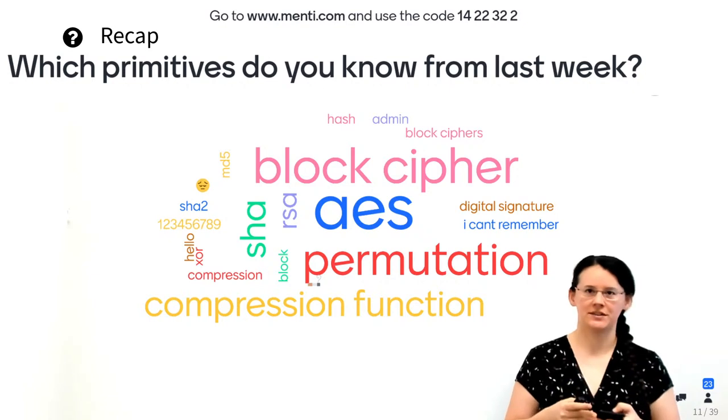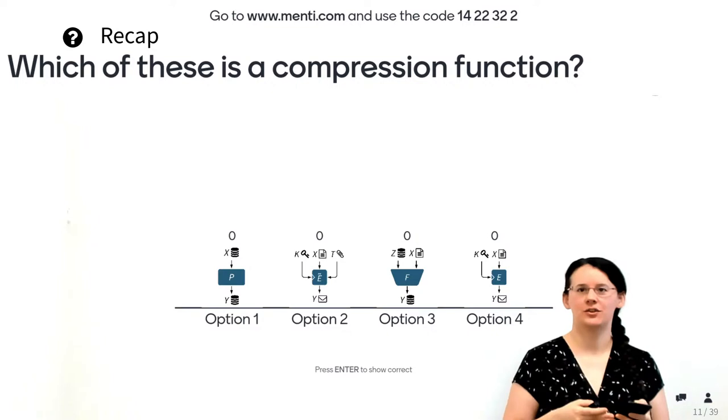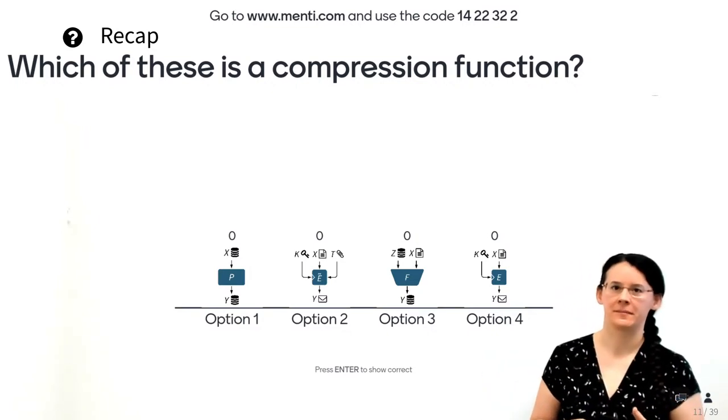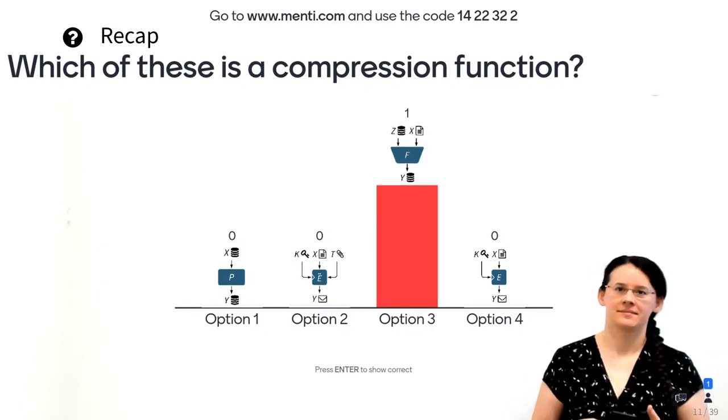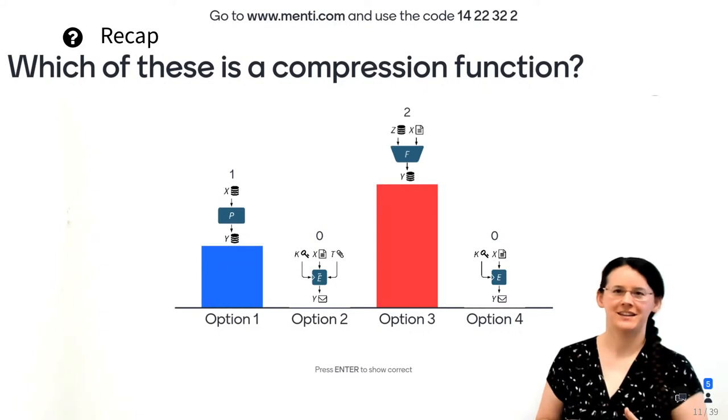Let's have one more question with pictures, namely, which of these pictures actually shows a compression function as an example of a primitive? We already have conflicting opinions on this.